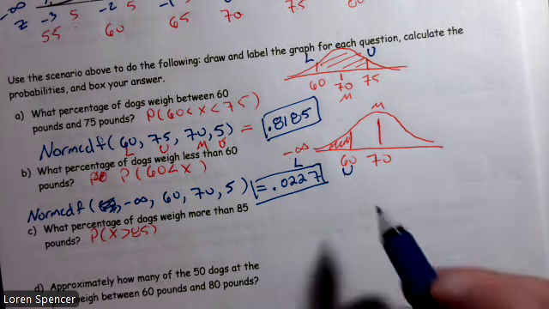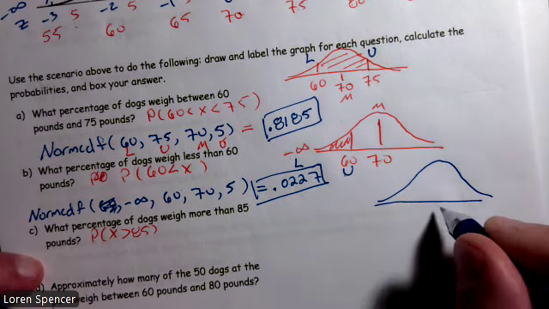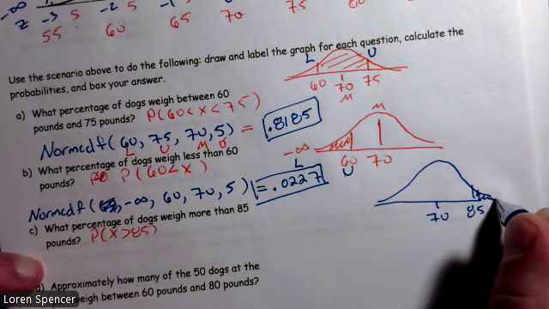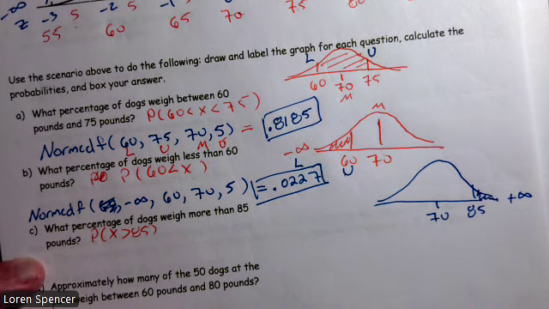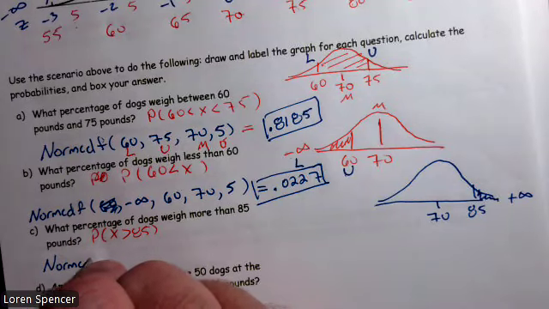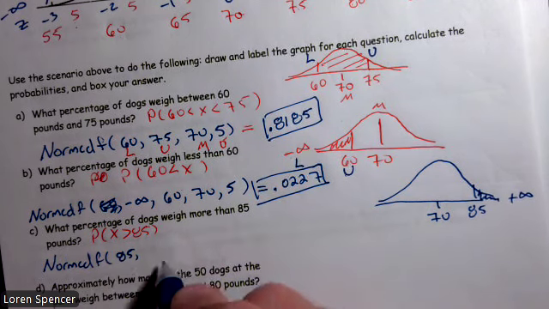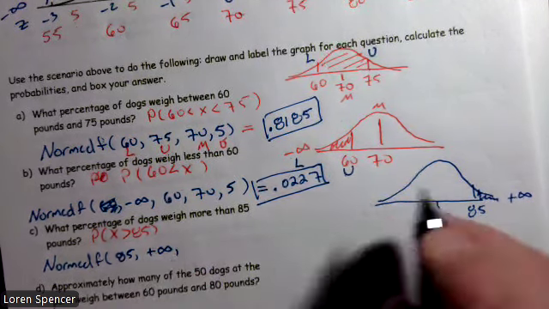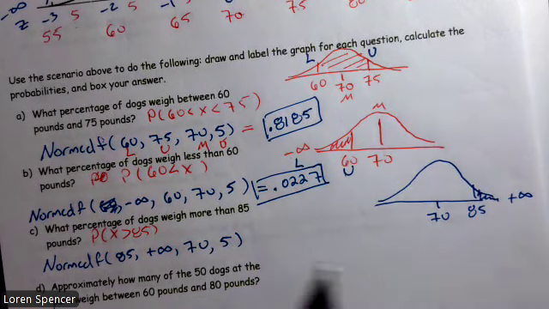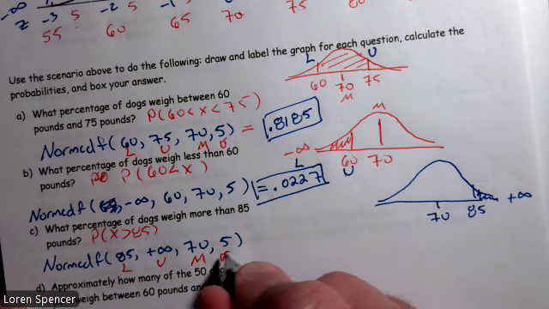So when I draw my picture, we're still looking for a mean of 70, but we're looking at 85 and we're shading up to positive infinity. So once again, normal CDF. The lower part of my shading is 85. The upper part of my shading is positive infinity. My mean is 70. My standard deviation is 5. So lower, upper, mean, standard deviation.